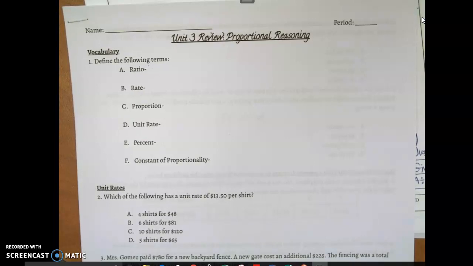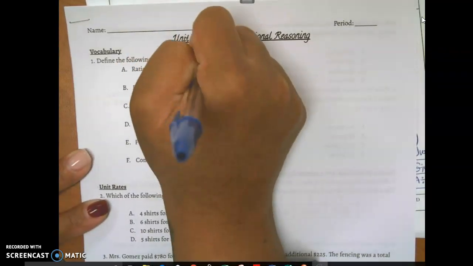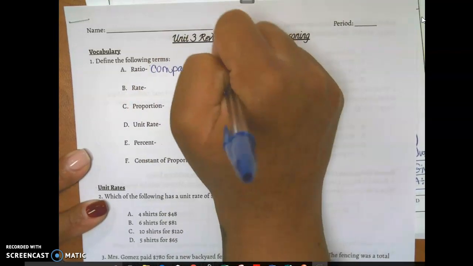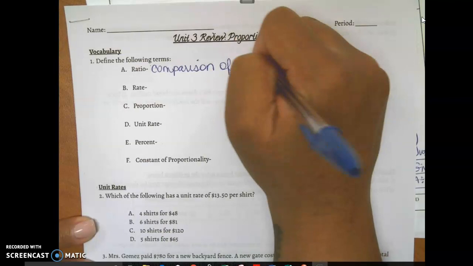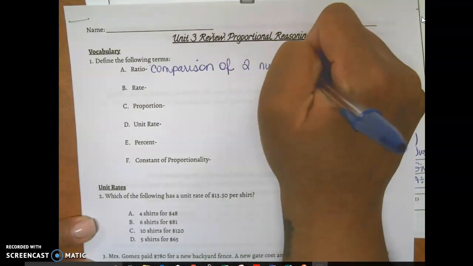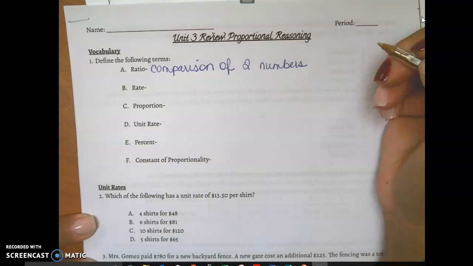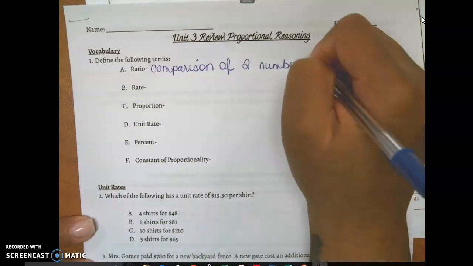Okay, so a ratio is a comparison. We have to define these? It says define at the top. Girl, they don't read directions. A comparison of two numbers or measurements.